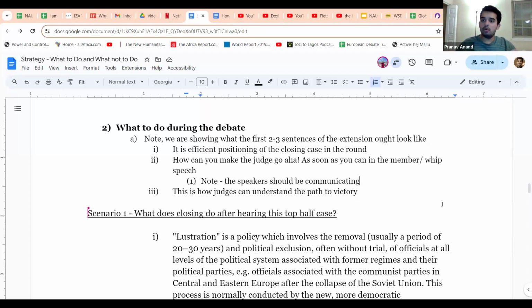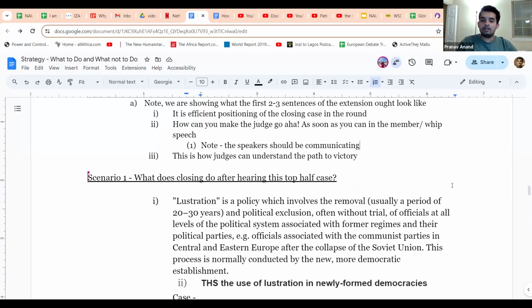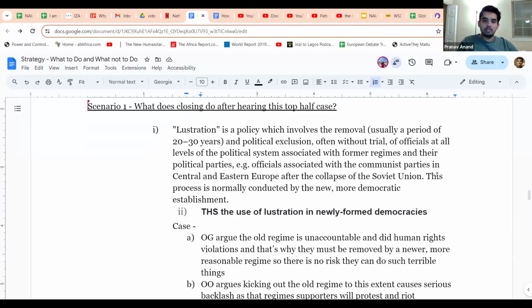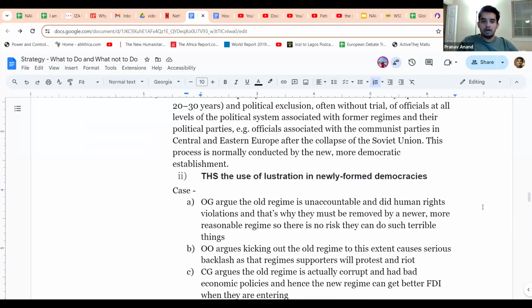The MG or MO has to start with a snappy, clear thing that just snaps into focus. This is the path to victory that we're going to get to. And that's, I think, where we're trying to get towards throughout. Figuring out the path to victory, part and parcel of that is telling the judge the path to victory as soon as you can. Okay, let's go through a couple of examples of this.